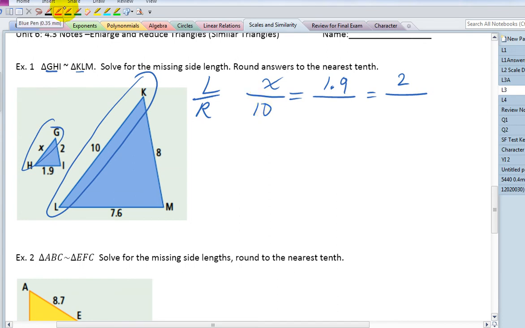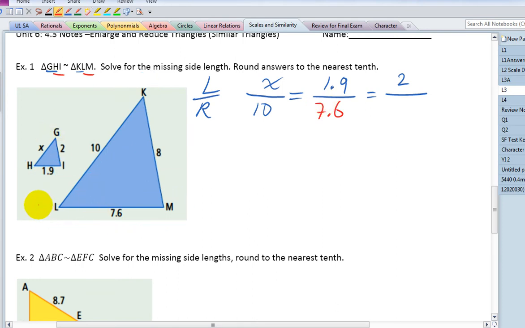Then 1.9 is HI. So what side matches with HI? LM. Now this one's easy because the triangle's not twisted or flipped. But you got to be careful for the flipping triangles because they're a little bit harder to look at. So then we have GI matches with KM. So if you don't know all the side lengths, you got to go by the names or look at the angles. Okay, we're not given the angles yet.